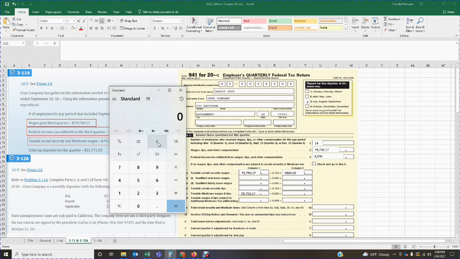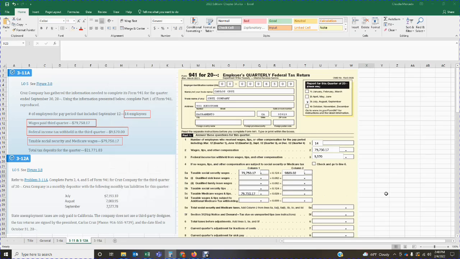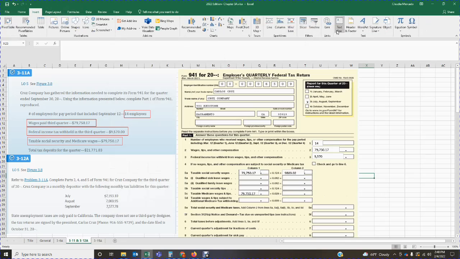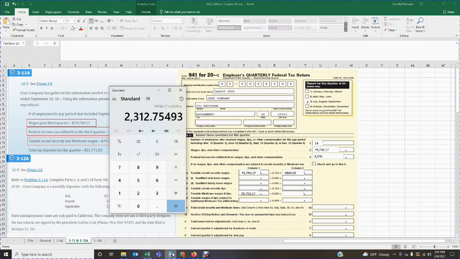So I'm going to get my 79,750.17 times 0.029, and that gives me $2,312.754. So we're going to look at that third digit. It's a 4. It's less than 5, so that means we're going to keep it at 75. So then the amount we would enter would be 2312.75.